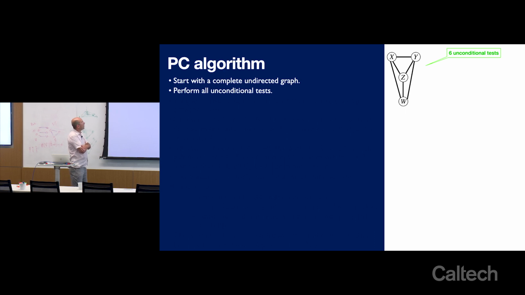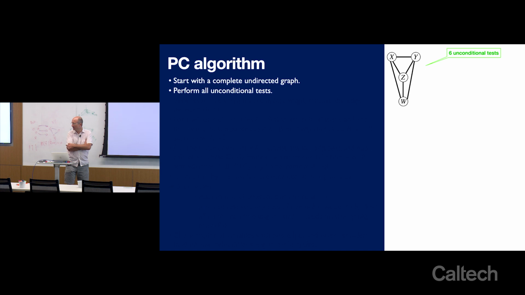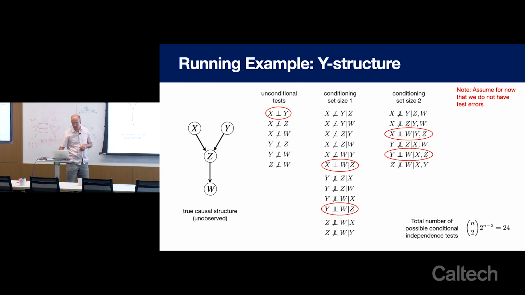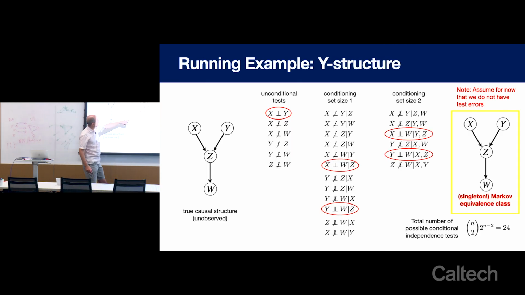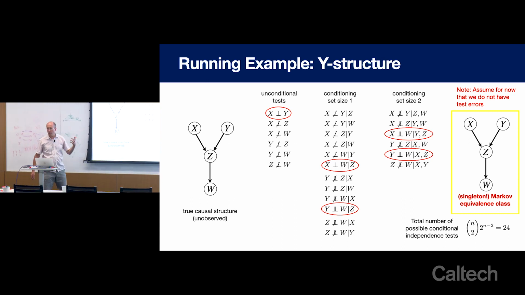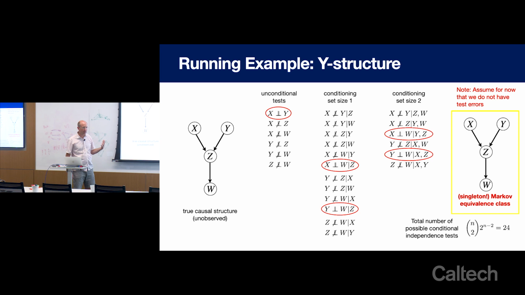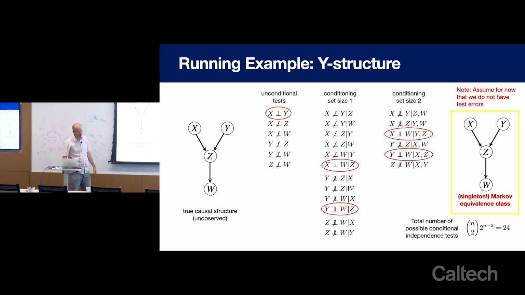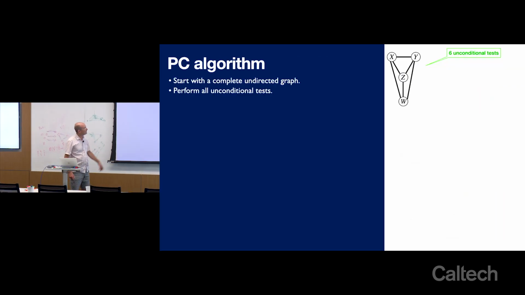And then we perform all unconditional tests. What do I mean by that? We perform all tests without a conditioning set, okay? Now, I showed you before, that's these ones, okay? There are 6 of them. So we have to perform n choose 2 tests, which is a quadratic number in general, but it's not too bad yet. So in this case, it's 6.